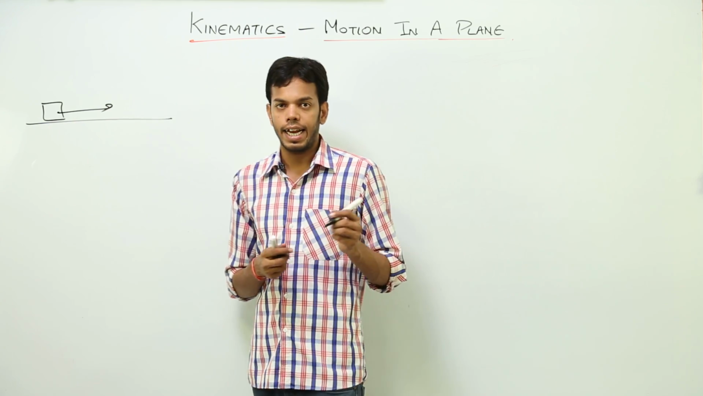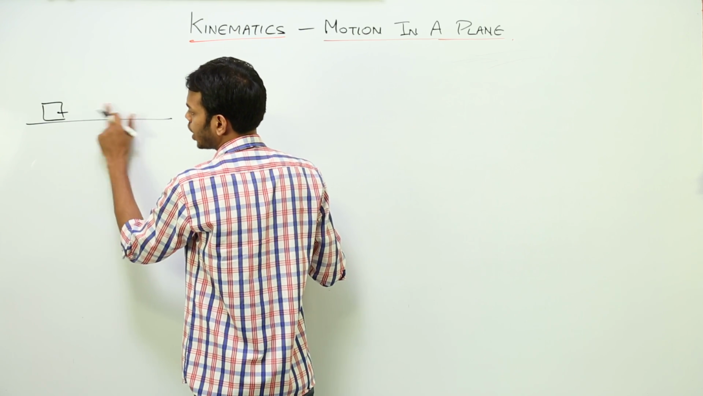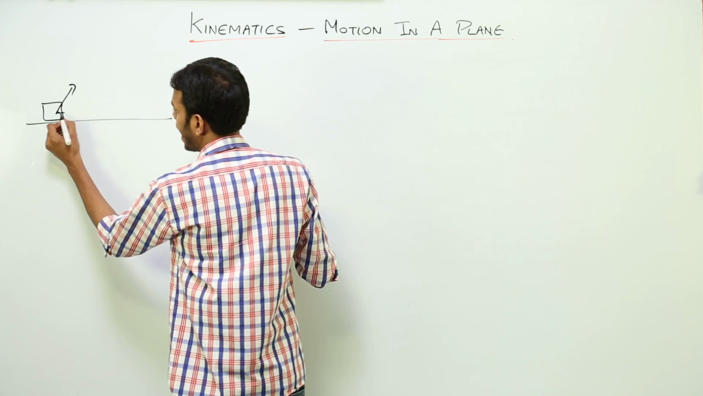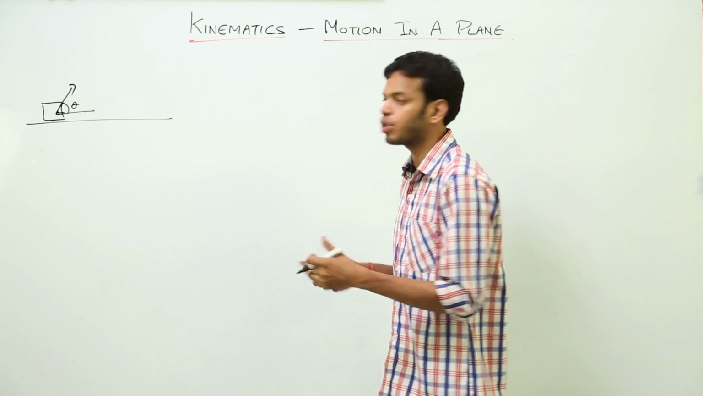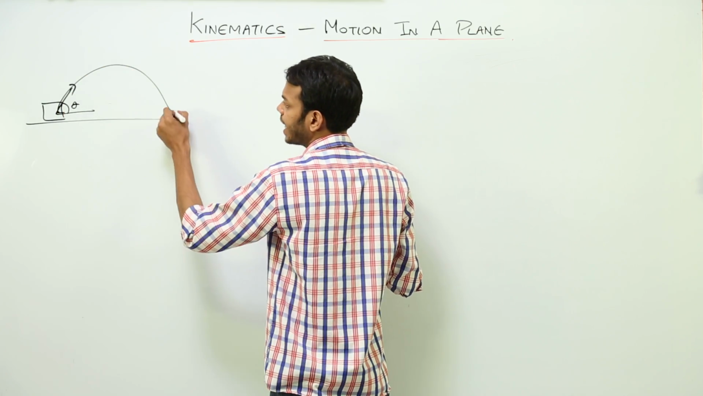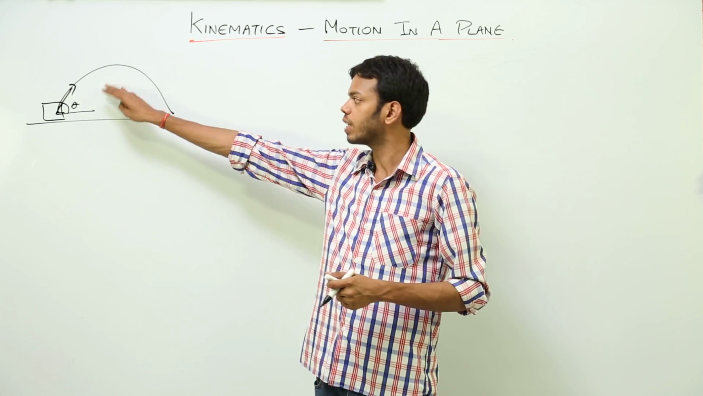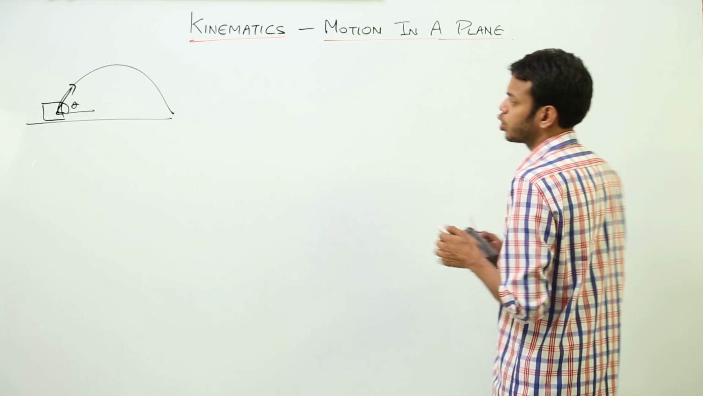Suppose this same object is not given the initial velocity in the horizontal direction, but is given an initial velocity in this direction, at an angle with the horizontal. So how is this object going to go? It is going to follow something like this, because under the effect of gravity it is going to fall back after covering some height, right? Such kind of motion is called projectile motion.